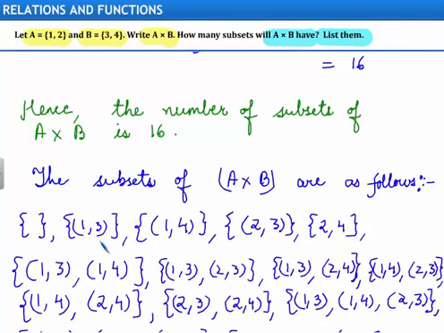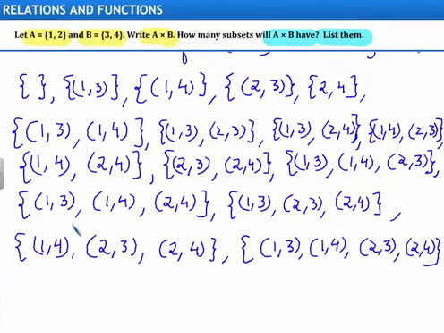The empty set, then we have {1,3}, then {1,4}, then {2,3}, then {2,4}, then {1,3},{1,4}, then {1,3},{2,3}, then {1,3},{2,4}, then {1,4},{2,3}, then {1,4},{2,4},{2,3},{2,4}, then {1,3},{1,4},{2,3}, then {1,3},{1,4},{2,4}, then {1,3},{2,3},{2,4}, then {1,4},{2,3},{2,4}, and finally {1,3},{1,4},{2,3},{2,4}.